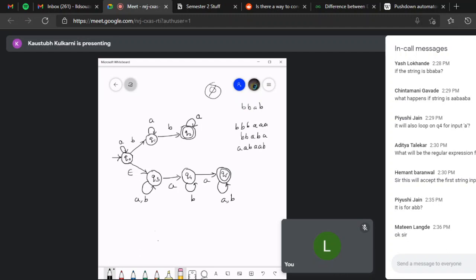Okay. Next doubt was, so Hemant, which string were you talking about? No, sir, it was previously not accepting that first string. Yes, BBAB. Yes. Okay. Next doubt is tutorial 4, question 4.